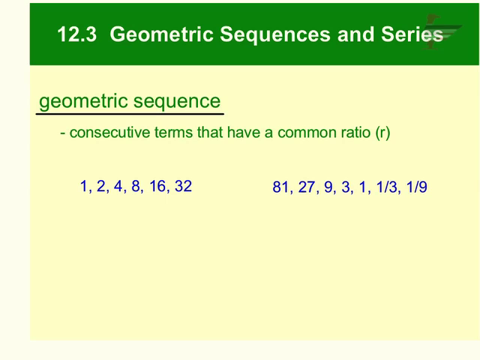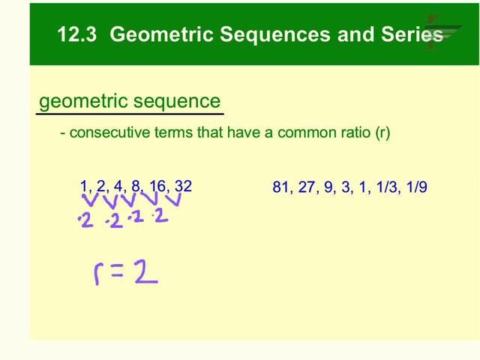So if we look at these two examples, we can see that to get from the 1 to the 2, we're multiplying by 2, so times 2. To get from the 2 to the 4, we're multiplying by 2. From 4 to 8, times 2, times 2, times 2. So that means our ratio is that 2, because we're multiplying by 2 to get to the next term.